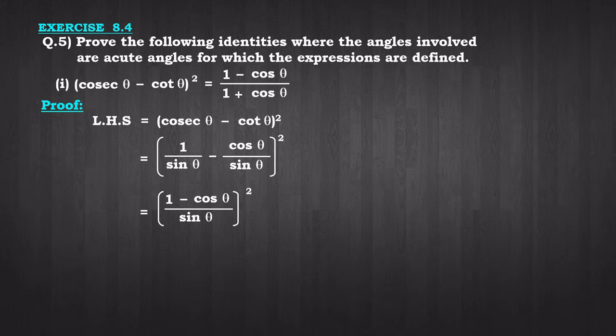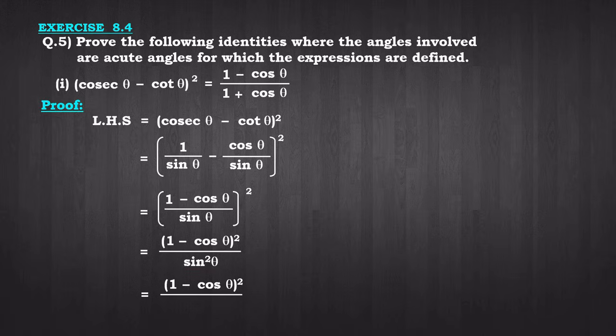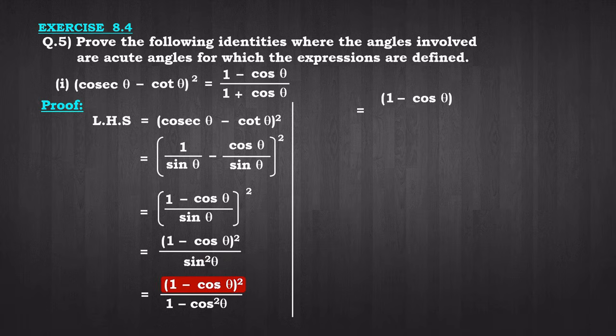Since the denominators are the same, combine the fractions. We get (1 minus cosine theta) divided by sine theta, the whole squared. Squaring the numerator and denominator, we get (1 minus cosine theta) the whole squared, divided by sine squared theta. Now use the fundamental identity: 1 minus cosine squared theta is equal to sine squared theta. Substitute this in the denominator. The expression becomes (1 minus cosine theta) the whole squared, divided by 1 minus cosine squared theta.